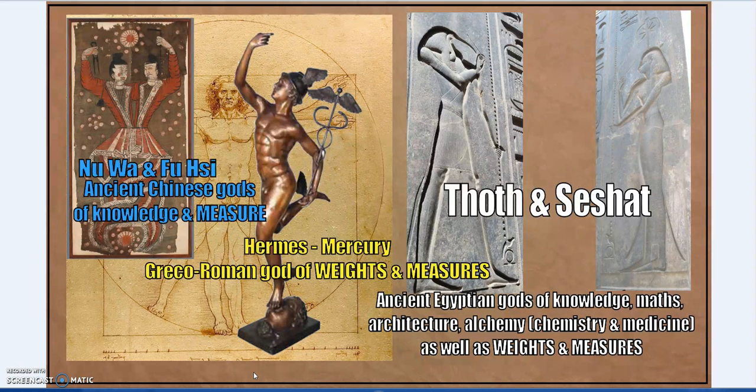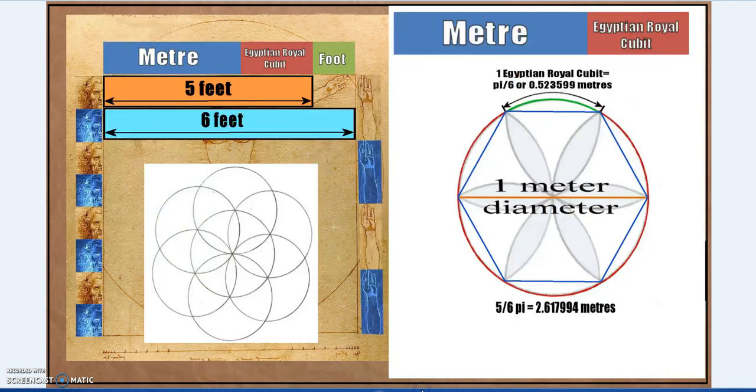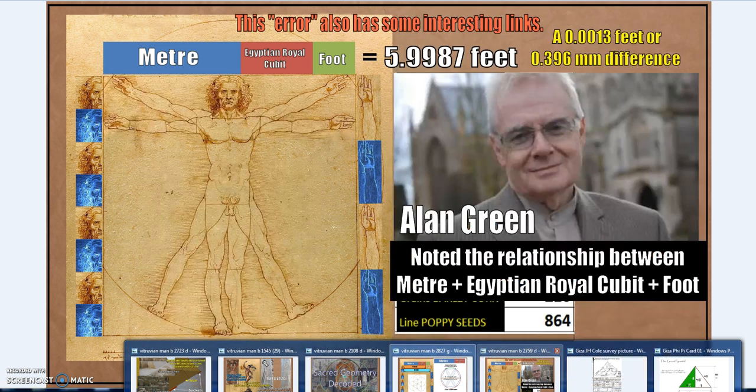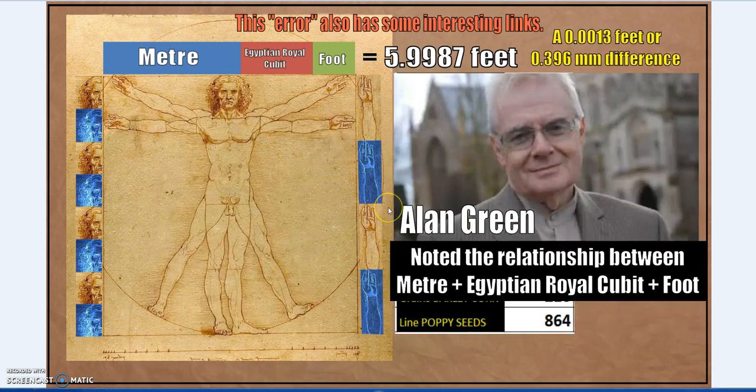So whether it's Nu-Afuzi in the Far East, Hermes, Mercury, gods of weights, measures, geometry, measurement, Thoth and Sheshet, ancient Egyptian gods of knowledge, math, architecture, record keeping, alchemy, chemistry and medicine, and weights and measures. What they share is a geometric, metrological or measurement, and linked to the sciences and the crafts or the arts such as architecture.